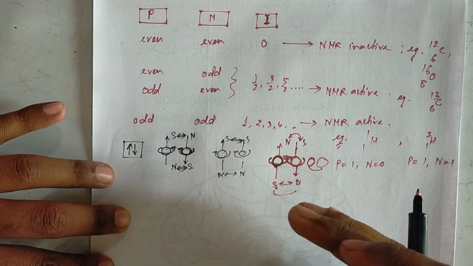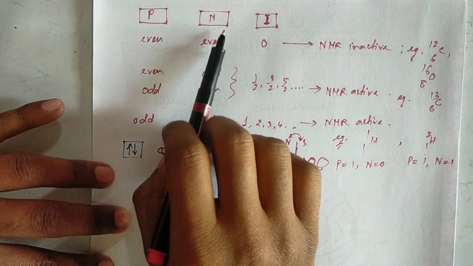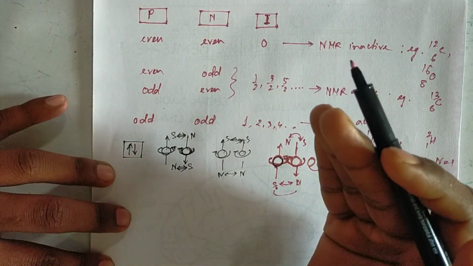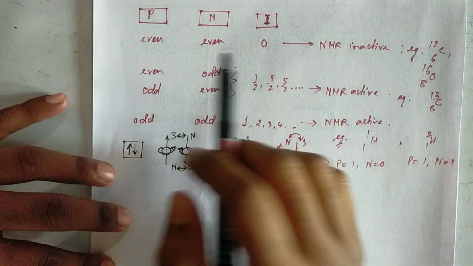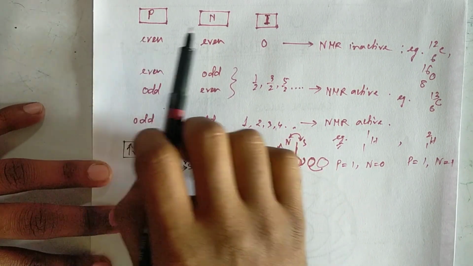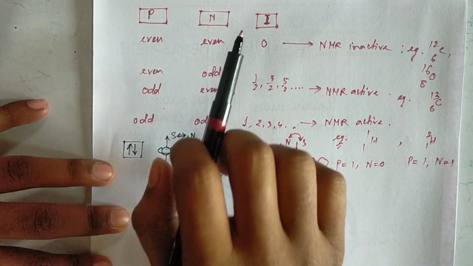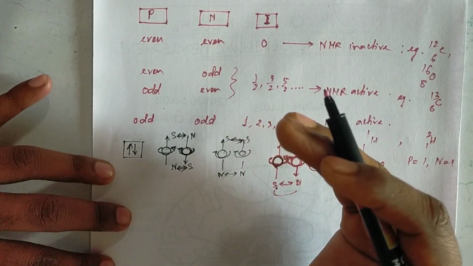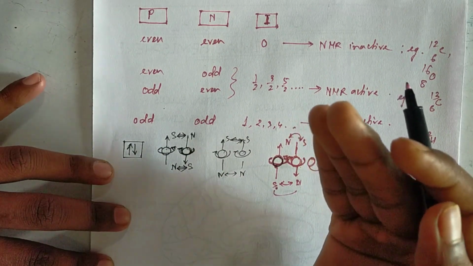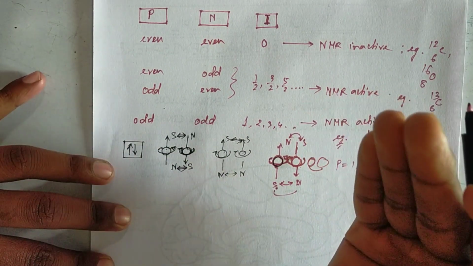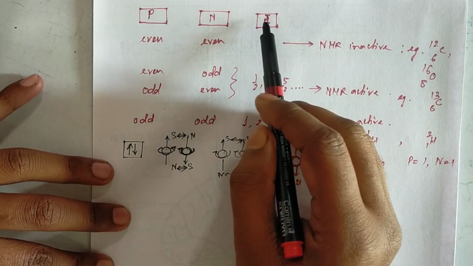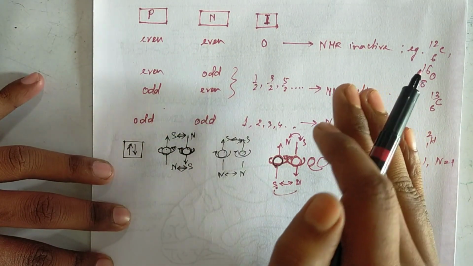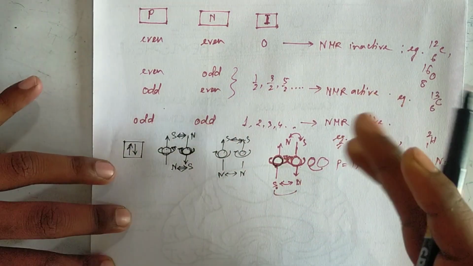Okay, so again, if you can see here neutrons, suppose 6 neutrons are there. Here it is 4 protons and here it is 6 neutrons. So the 6 neutrons will again pair up with each other and become 3 pairs and become neutral. Okay, so that's why the spin quantum number will be 0 and there will be no NMR spectra. It will not show any NMR spectra.